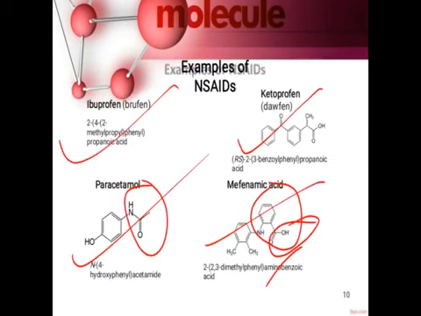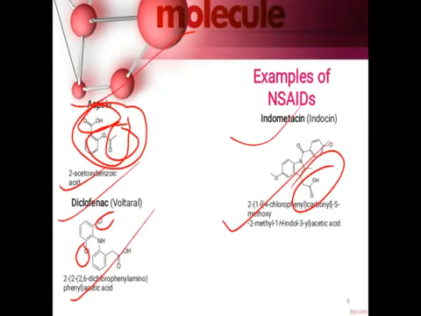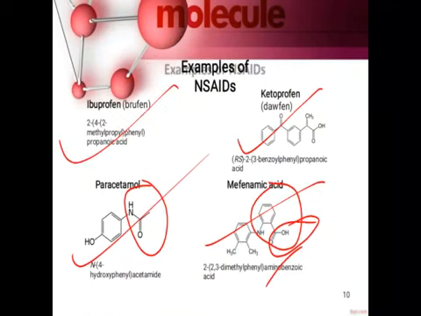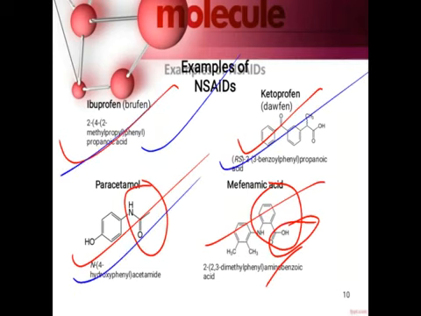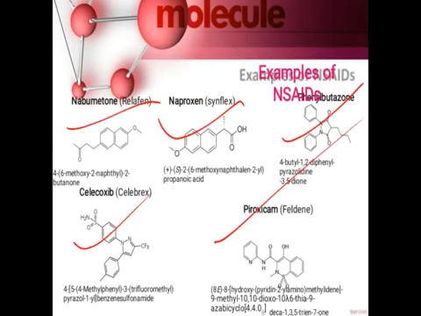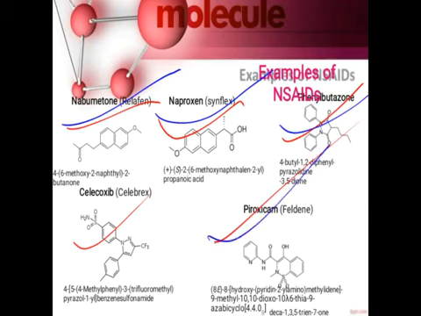The other structures are aspirin, diclofenac, indomethacin, ibuprofen. This is the ibuprofen name. This is the name for paracetamol. This is for ketoprofen. This is for mefenamic acid. Then nabumetone, naproxen, phenylbutazone, piroxicam, celecoxib.